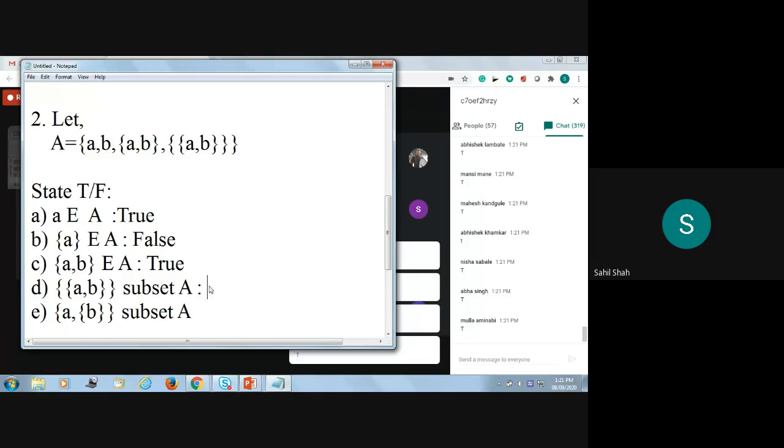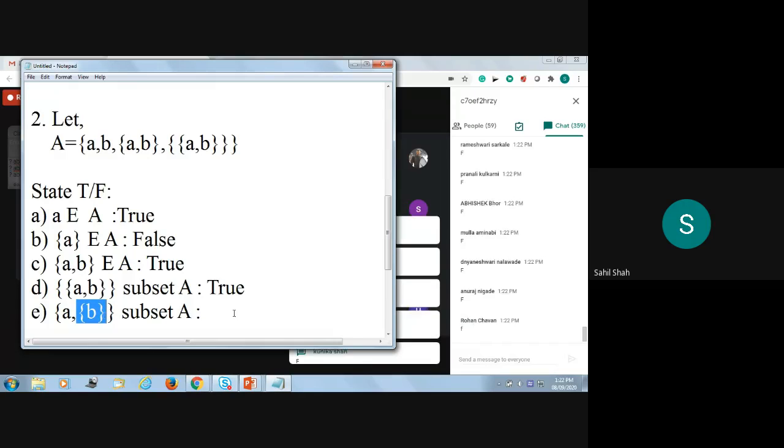{a, b} is a subset of A. Is it true? Yes, it is true. How come? I am forming a set with one element as {a, b}. Can I form that set? Yes, because we are observing that this is present. I would say that this is true. Okay, how about fifth one? Fifth, false. Why false? Because there is no element {b} with the curly braces which is present in the set.